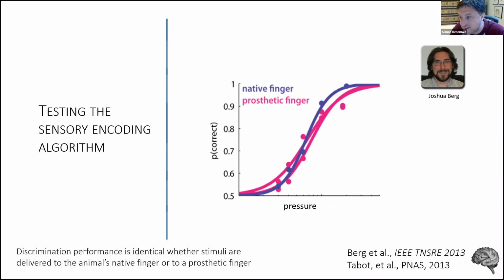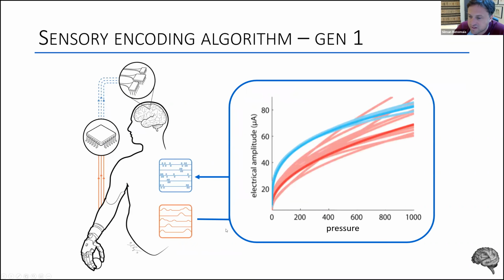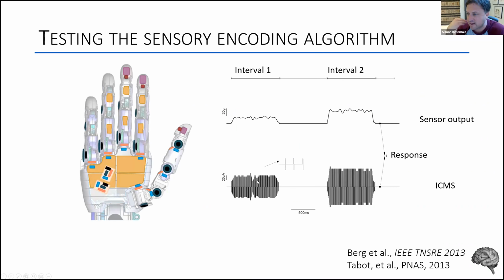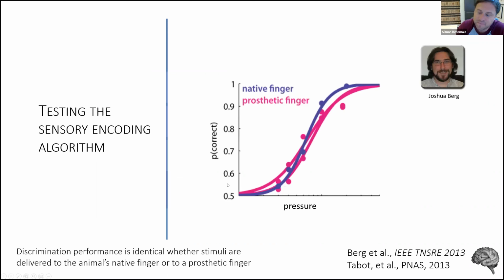So they're just as good at discriminating different levels of pressure, whether that pressure is applied directly to the skin or whether it's applied to a prosthetic finger and they get the information via this direct interface with the brain. So this basically tells you that this function does what I told you it did, which is map electrical amplitude onto pressure, right? So now we have an objective, rigorous way to take the output of sensors and convert them into patterns of electrical stimulation to produce sensations that are appropriate to the level of pressure that was exerted, right?